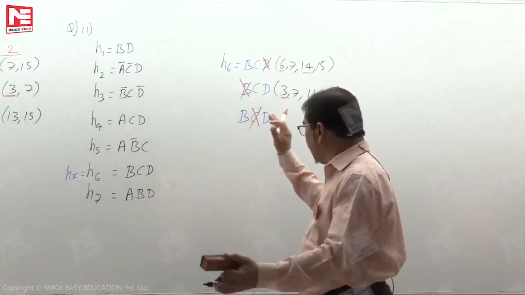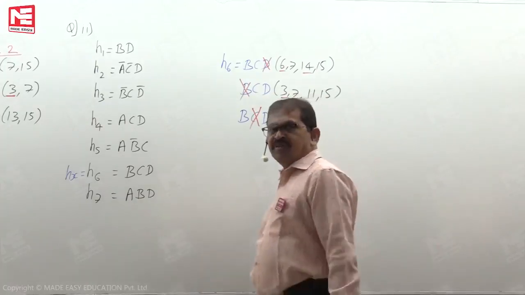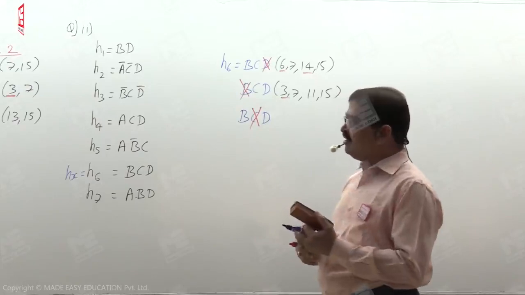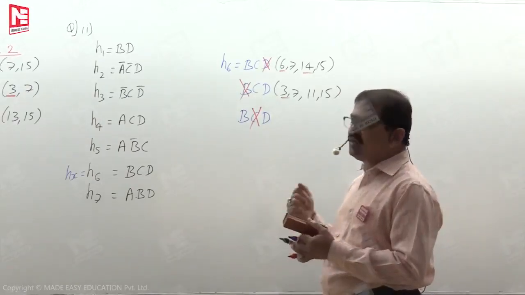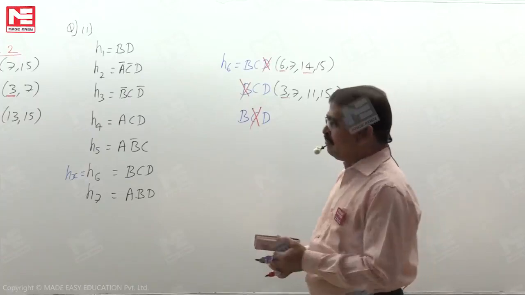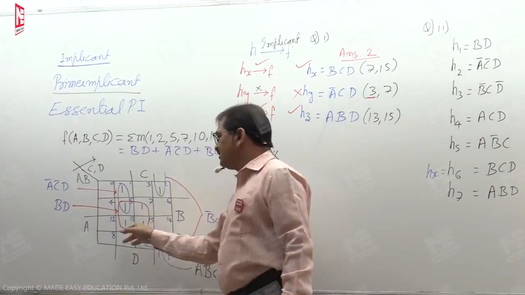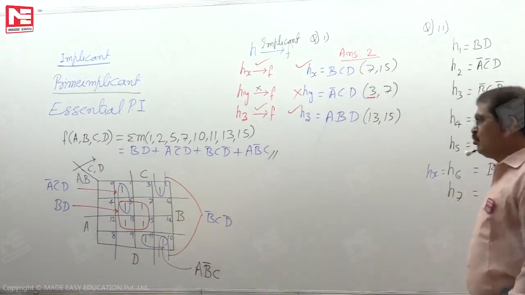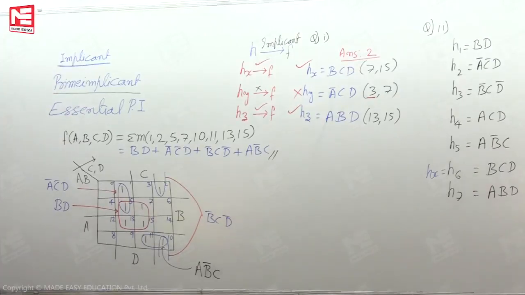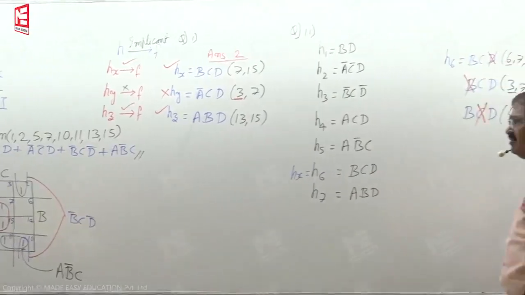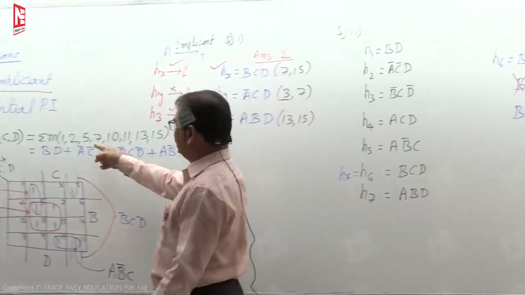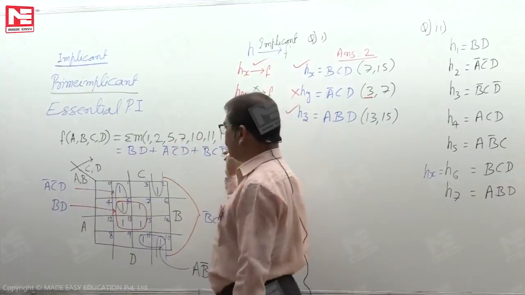If we remove the literal C from the product, it is BD. Once the product is BD, which is the group of which cells? You can see from the map, it must come from the group of cells 5, 7, 13 and 15. And we are looking here, these 5, 7, 13 and 15 all are min terms of the function f, as you can see from the K-map.